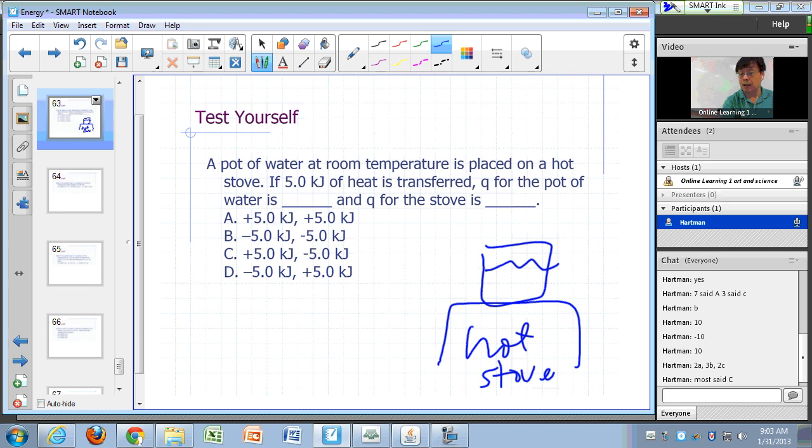Most said C. So heat flows from the stove to the pot. So Q for the water is positive, and Q for the stove is negative. Very good.